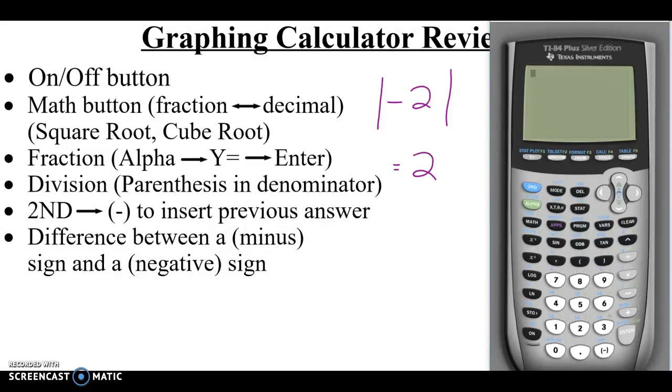Remember, division is a fraction. So if you don't want to use alpha y equals, you can always just divide like 48 divided by 62. That is the fraction 48 over 62, right? But if you're just dividing and you want a decimal, there's no need to use alpha y equals. But let's say we now want to turn that decimal into a fraction. What can we do? Math 1, and it will reduce the fraction for you. So you'll see once again it divides us by 2 and reduces it to 24 over 31.